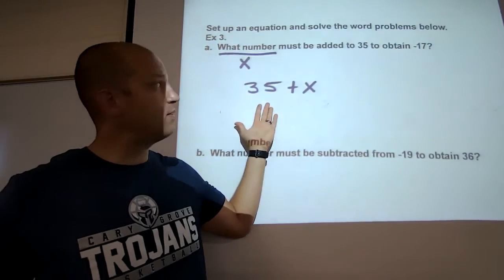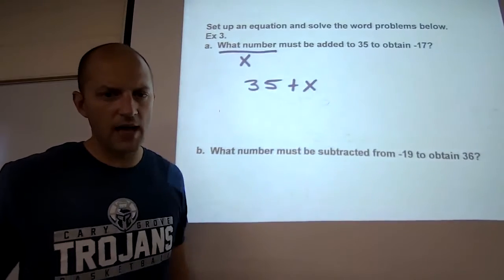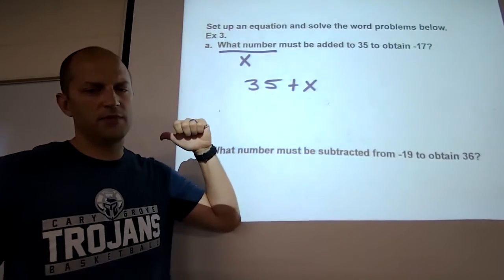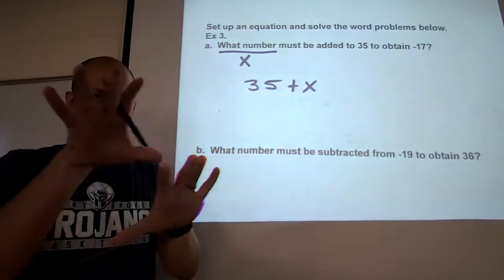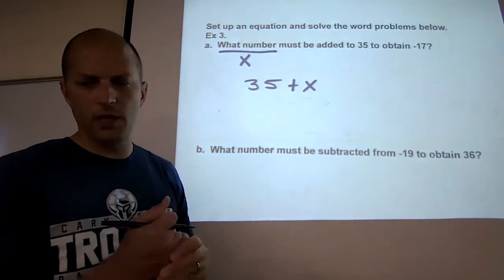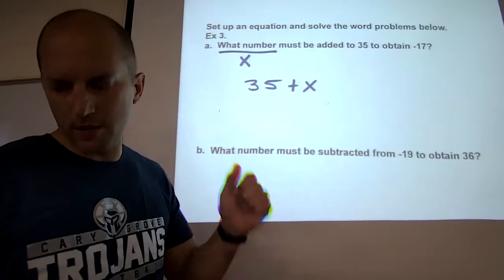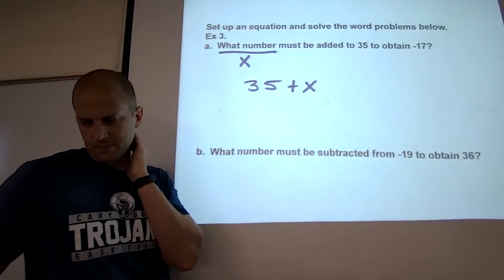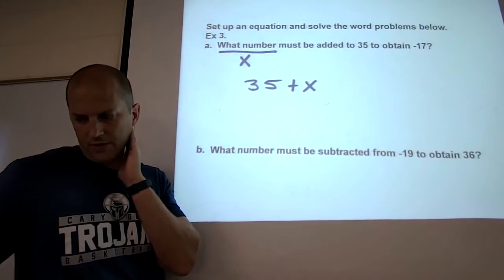Some of you guys might write it as x plus 35, and that's going to be okay if it's addition. But if it's subtraction, order matters. We're going to talk about the commutative property and associative property here in a little bit, just not today, right now. So I have 35 plus x.